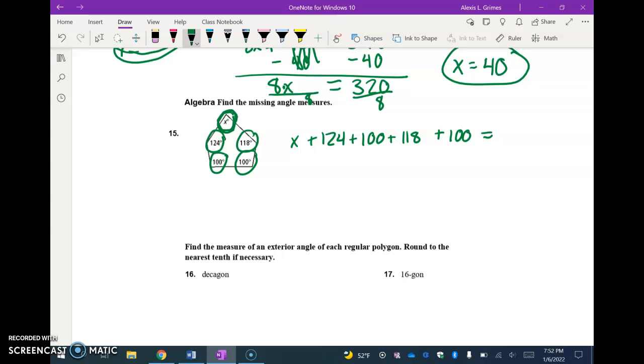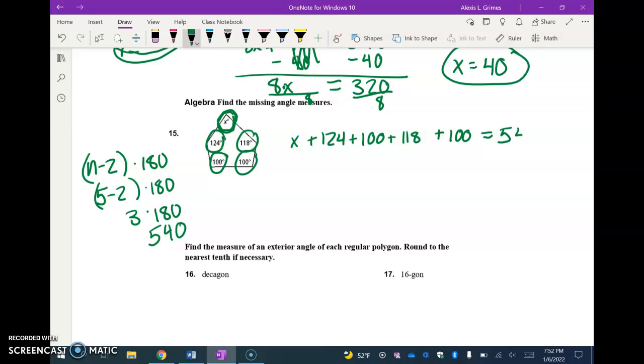what does that equal? Well, we're going to have to use this n minus 2 times 180 again, right? So there's 5 sides. 5 minus 2 times 180. You should have 3 times 180. 3 times 180 is 540. Now we know this equals 540.